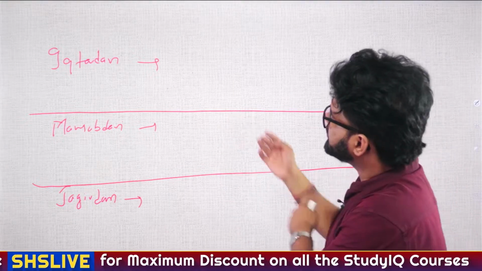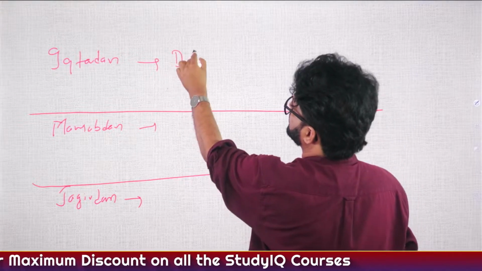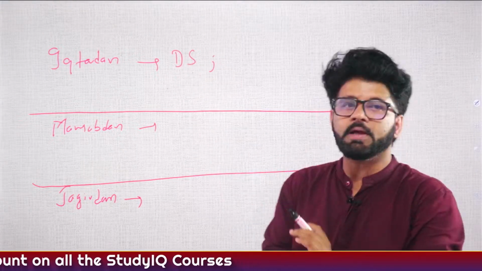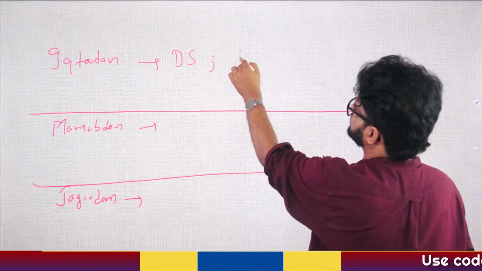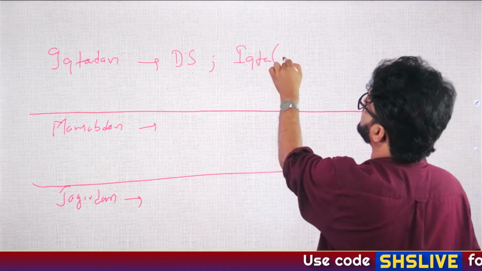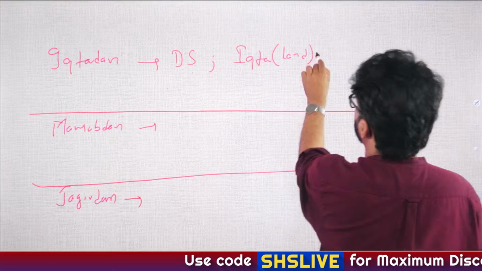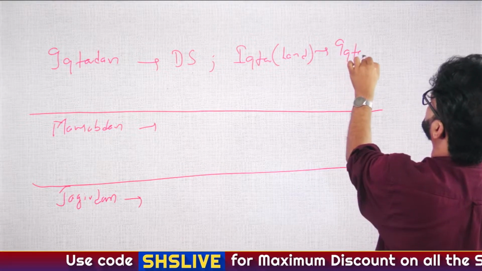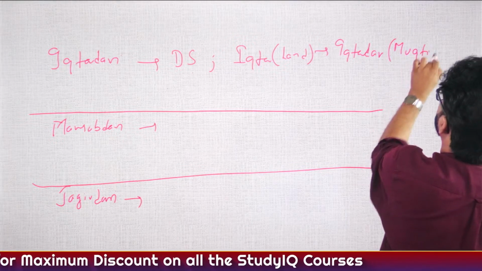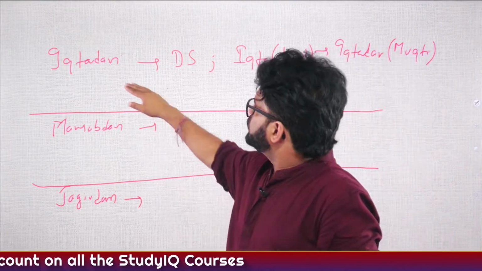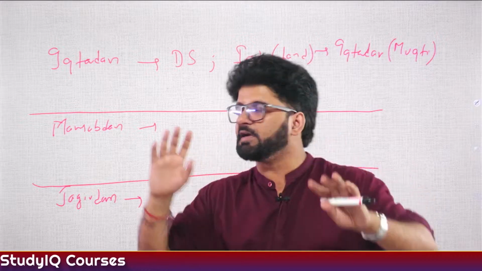So, Iktadari system, Delhi Sultanate, I will just write DS. In this period, the officials who were working were assigned Iktas. Iktas are known as land, and they were assigned to the Iktadar. The officials were called Iktadar, and they are also known as Mukti. So Iktadar and Mukti are the same, not different. So what is the Iktadari system? It was prevalent in the Delhi Sultanate period.